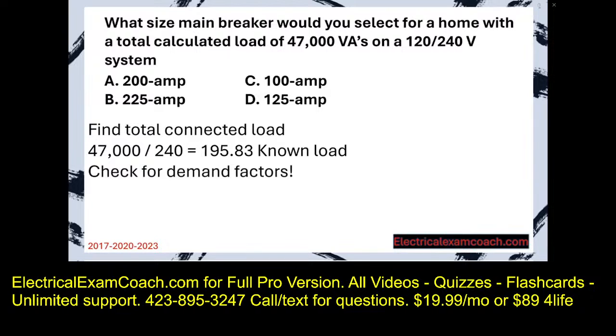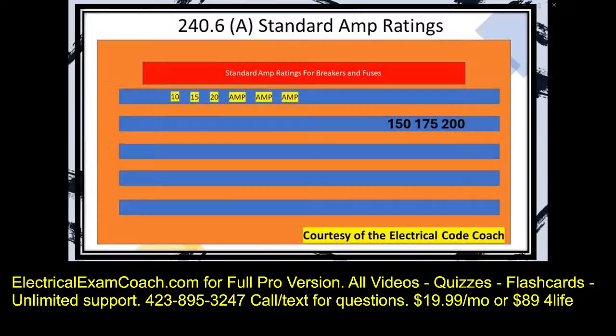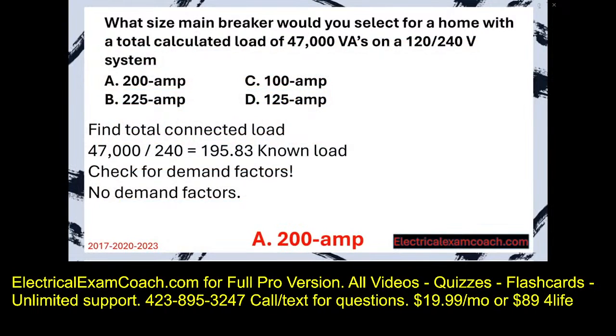Now we check for demand factors. And in this case, there are no demand factors because they were already performed to get us that 47,000 value. Now we head to table 240.6(A) and choose our next standard size. And in this case, it ends up being a 200 amp breaker. Great job.